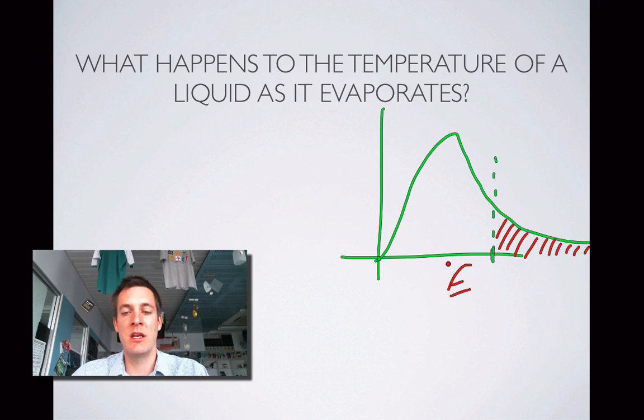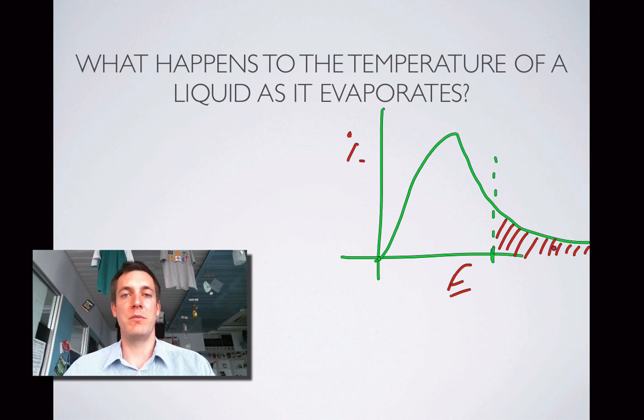Again, energy is here, and percentage of particles is up there. So this is the total number of particles that can evaporate, and we can see that although most of them don't have that energy, and in fact on average they don't have that energy, some do, and so some will evaporate. On to this specific question, what happens to the temperature of a liquid as it evaporates?